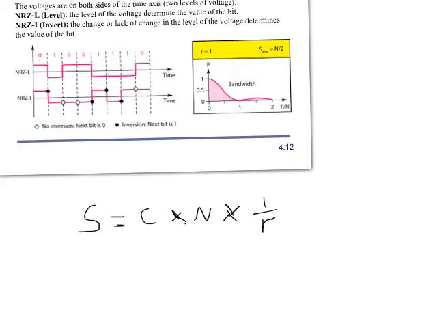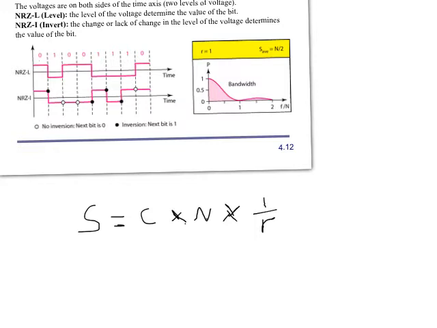And still, this uses some approximation. So if I want more accuracy or better performance for transmitting this digital signal, I need to increase the bandwidth more than the minimum bandwidth. But the minimum bandwidth I need equals the baud rate, and the baud rate here is N over 2.